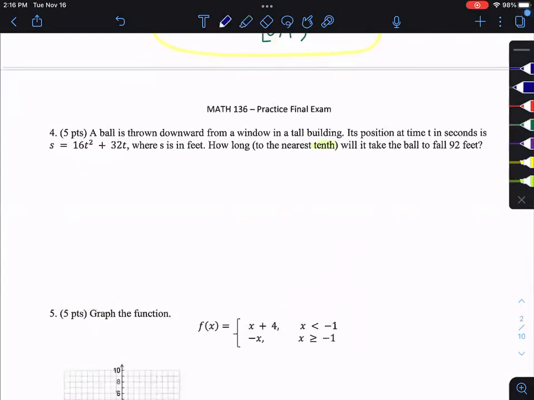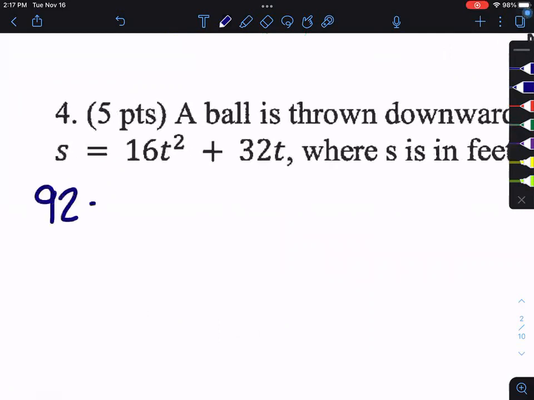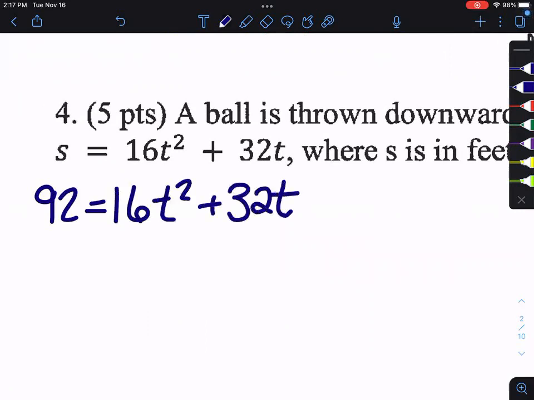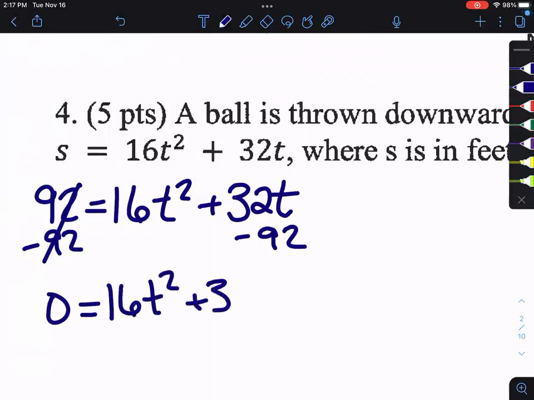So first thing we need to do is plug in 92 to the appropriate spot. So t represents time. S represents the height in feet, so we want to plug that 92 in here for S. Just like that. That's step number 1. Step number 2, we want to get 0 on one side, so we're going to subtract 92. So 0 equals 16t squared plus 32t minus 92.